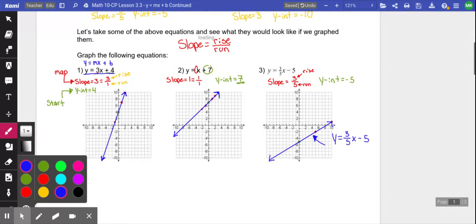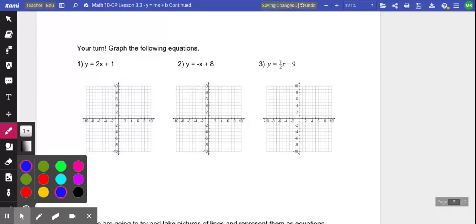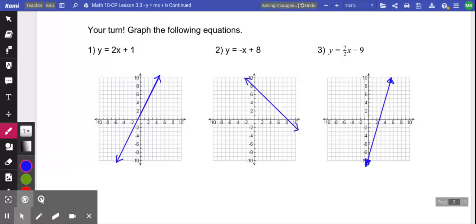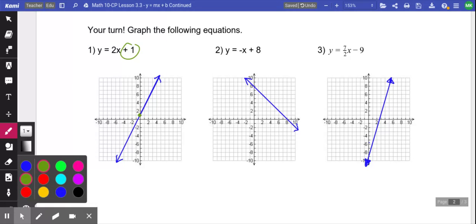Awesome. You try some. So pause the video. When you come back, there will be lines drawn here. Awesome. If you did those ones, you should have got graphs that look like this. So the first one has a y-intercept of 1. And then up 2 over 1 should get you your next point right there. Up 2 over 1.